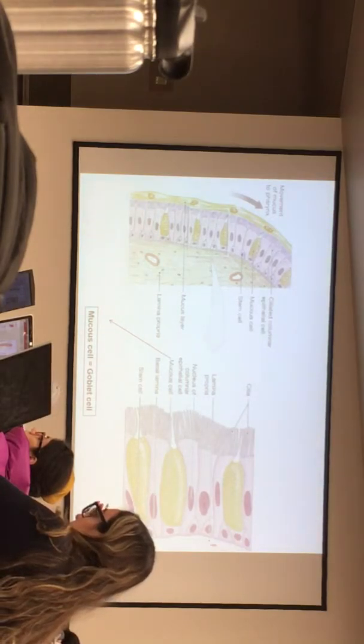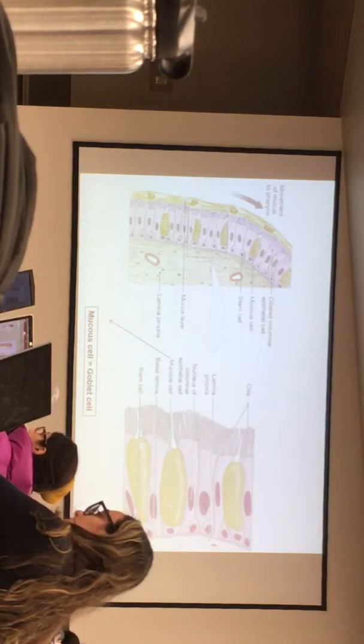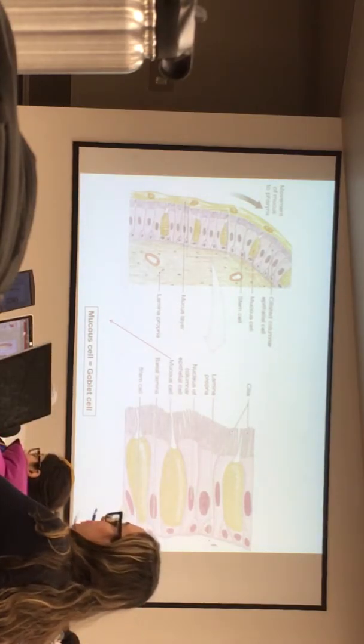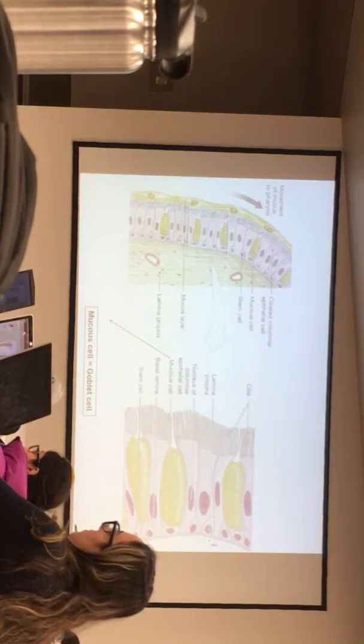And here is what we call the goblet cell, or mucus cell. Goblet comes from a word meaning cup. They drink wine from it. Goblet means a cup-like shape, and so they call it goblet cell.